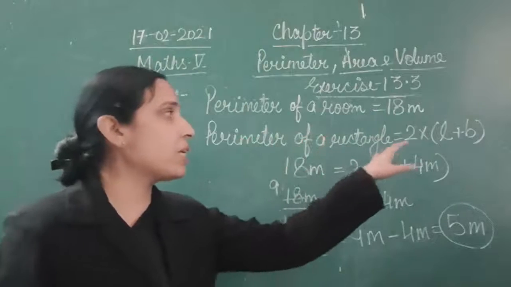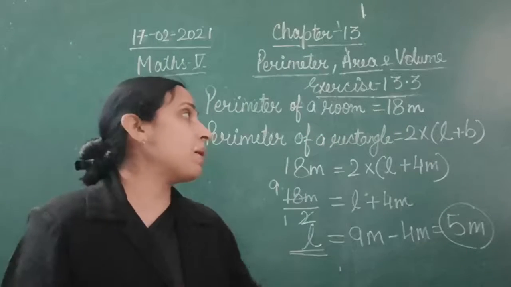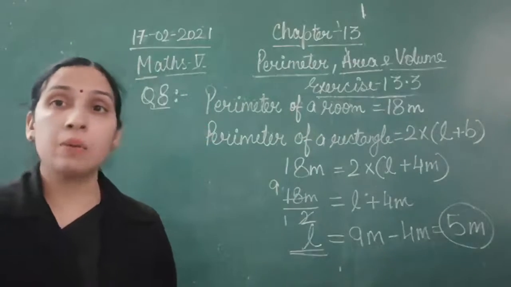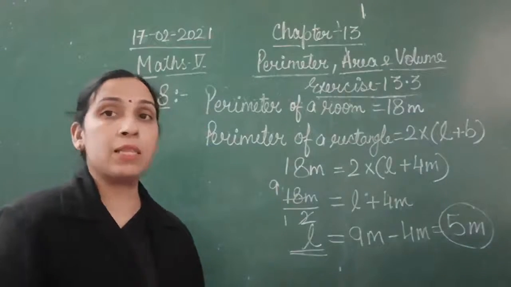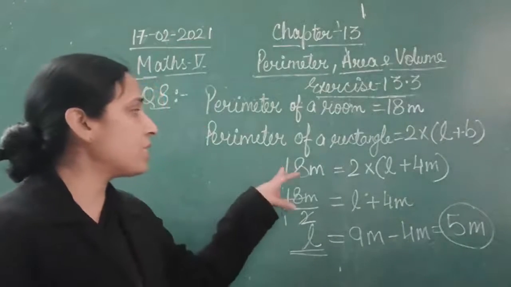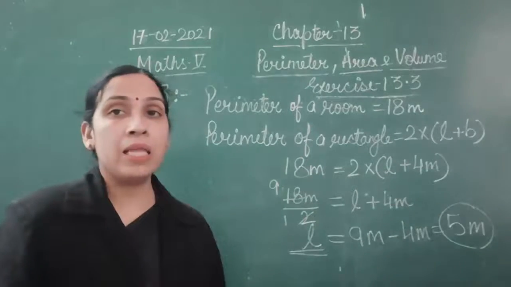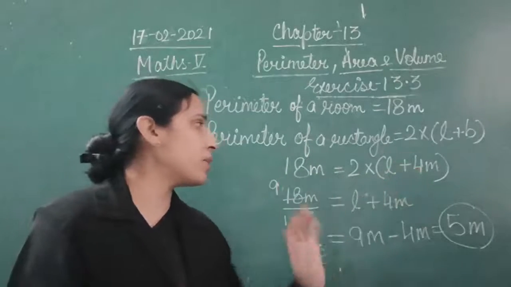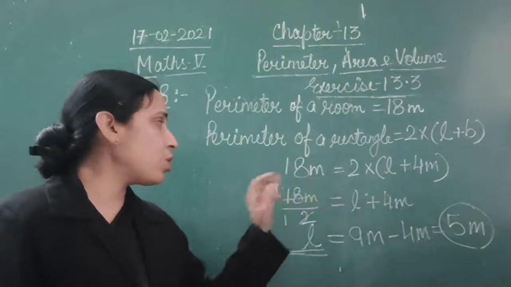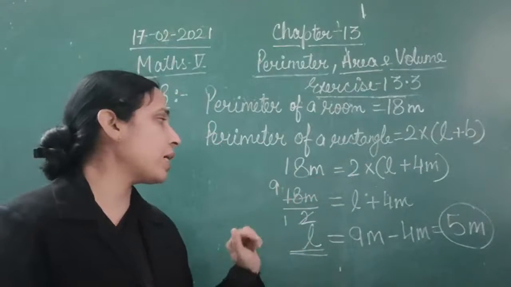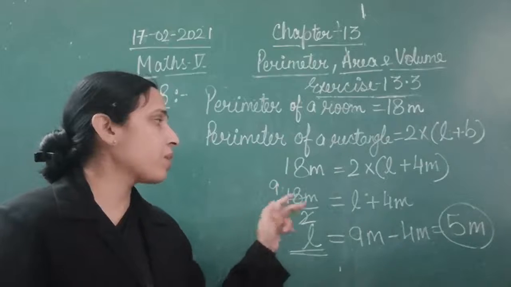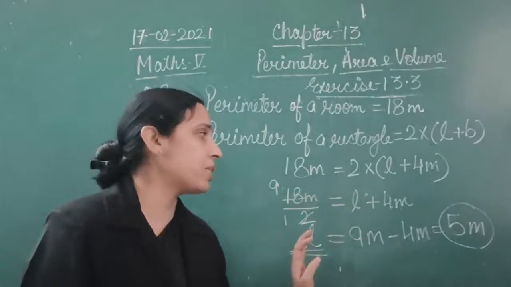Perimeter of a rectangle is equal to 2 multiplied by length plus breadth. Put this value: 18 meter is equal to 2 multiplied by length plus breadth, which is 4 meter. Now 2 will come into the denominator. 2 ones are 2, 2 nines are 18. 9 meter is equal to length plus 4 meter.